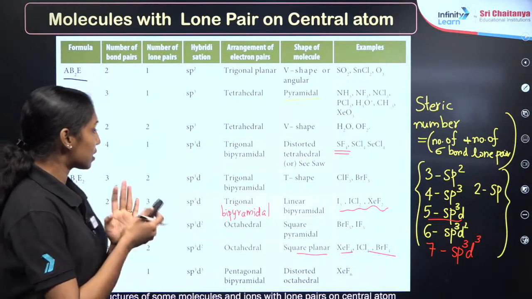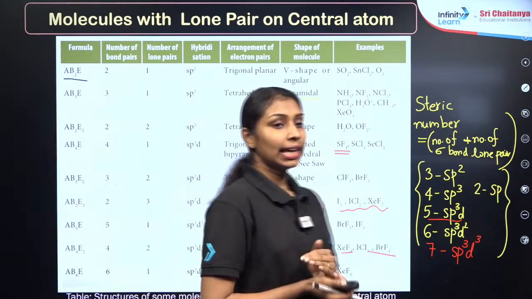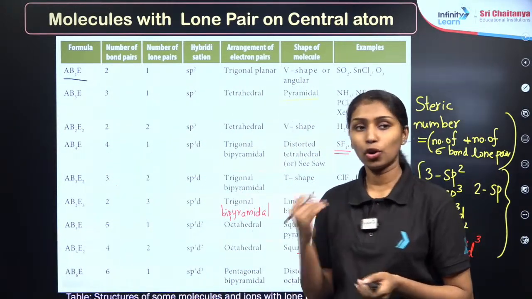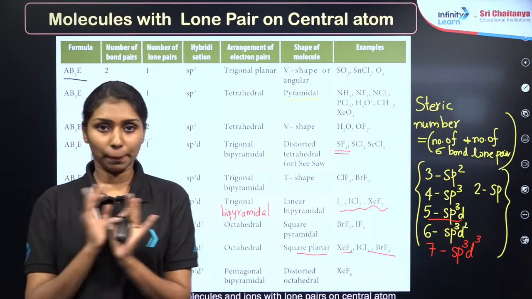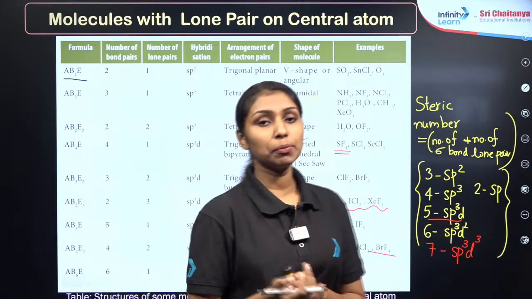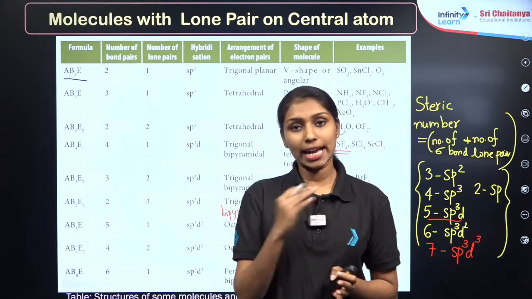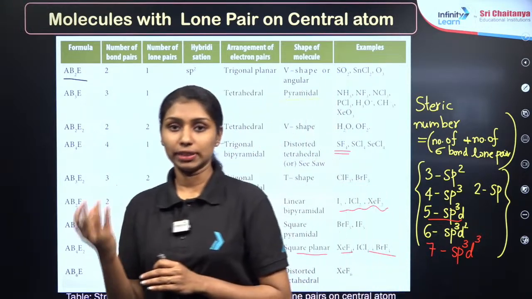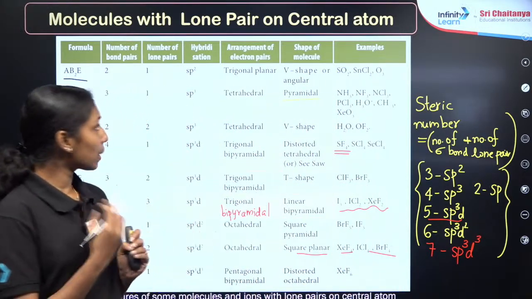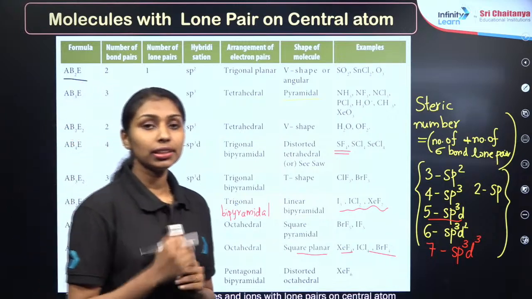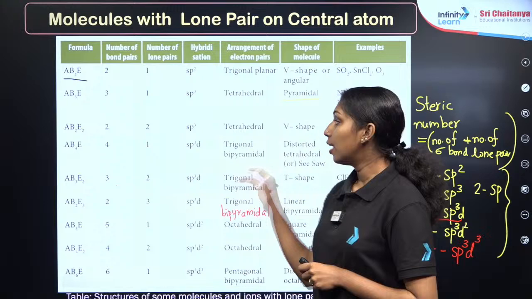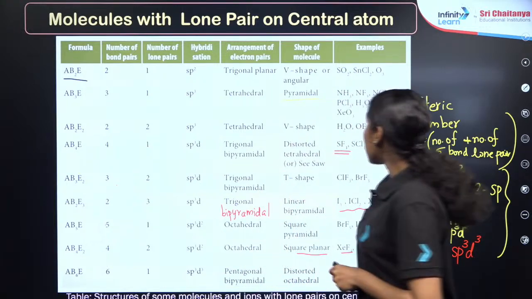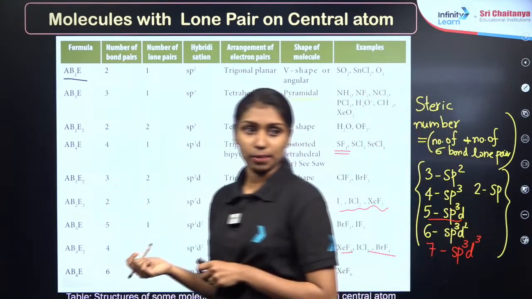Okay, so far we have discussed the VSEPR theory, the valence shell electron pair repulsion theory, in which we consider molecules with zero lone pairs as well as molecules with lone pairs along with bond pairs. So we have seen the different geometries and shapes of molecules. This will be very important. Along with examples, questions will be asked in the JEE Main exam also.